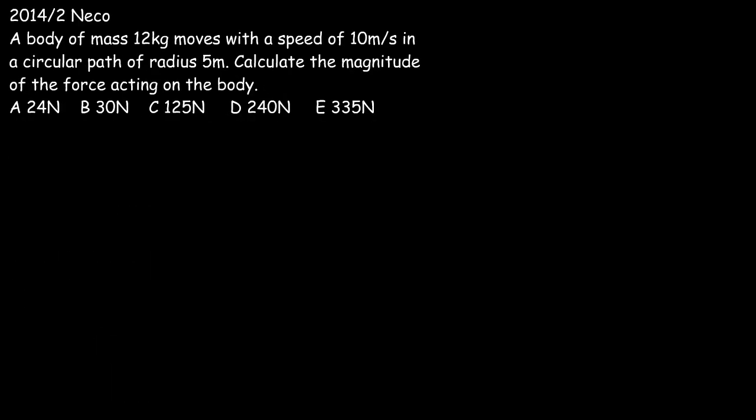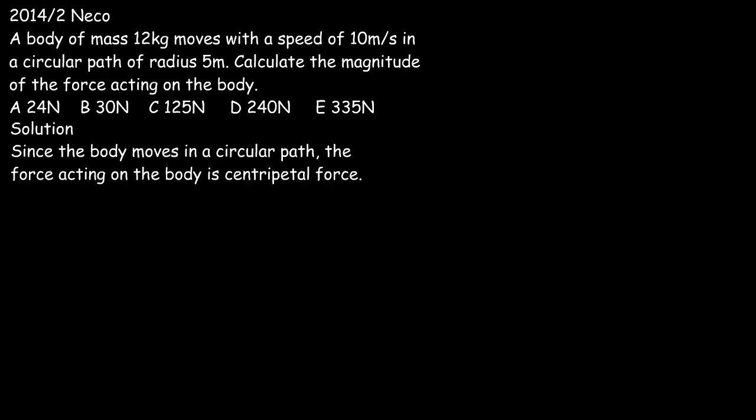We have our final question from NECO 2014, and it states that a body of mass 12 kg moves with a speed of 10 meter per second in a circular path of radius 5 meter. Calculate the magnitude of the force acting on the body, and we're given the options.